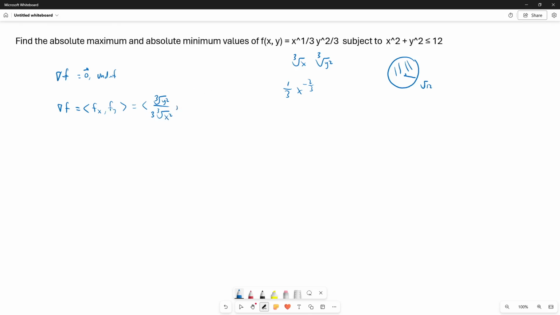And then f_y is going to leave the cube root of x as constant. And we have to take the derivative with respect to y of y^(2/3). That's 2/3 y^(-1/3). So that's going to put a 2 in the numerator and 3 times the cube root of y in the denominator.